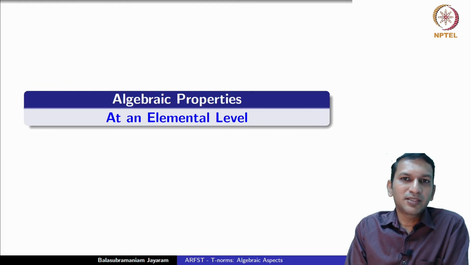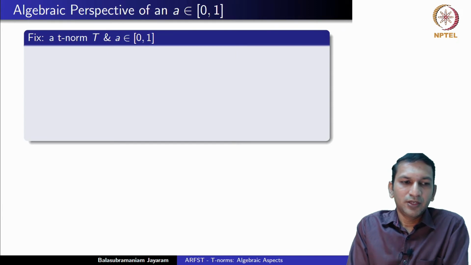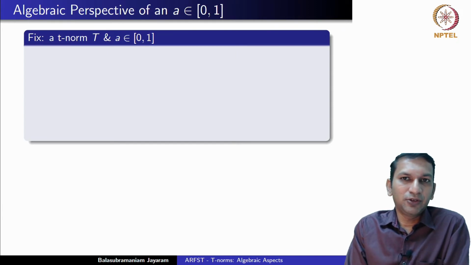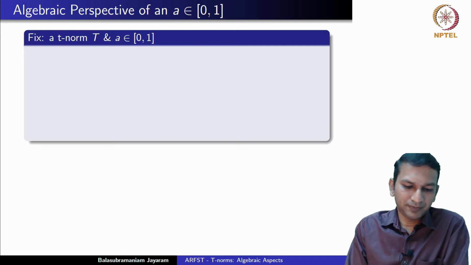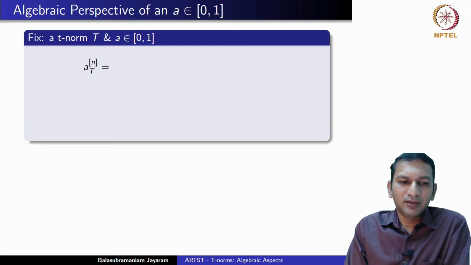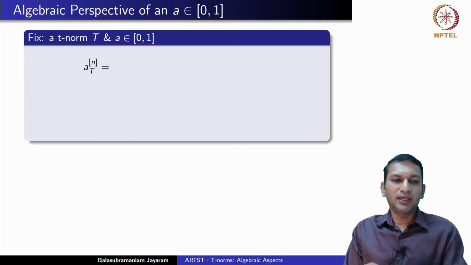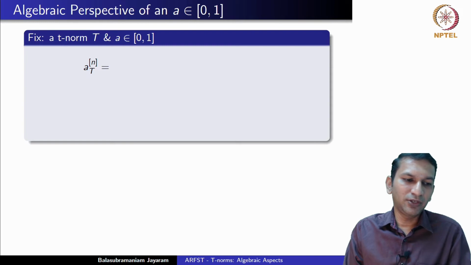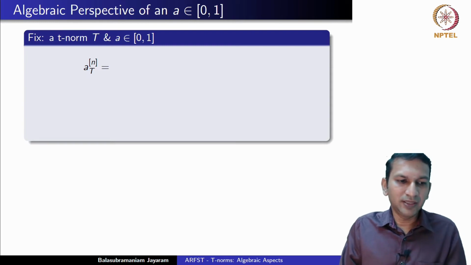Let's look at some algebraic properties at the level of an element. So to begin with, we fix a T-norm T and take an element A from the unit interval [0,1]. Let's introduce some notation. A is an arbitrary element, T is a fixed T-norm, and what do we understand by this symbol?